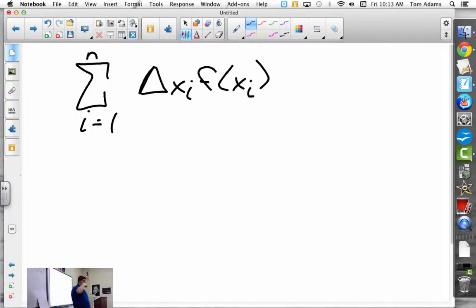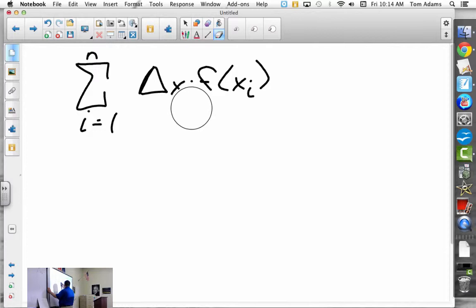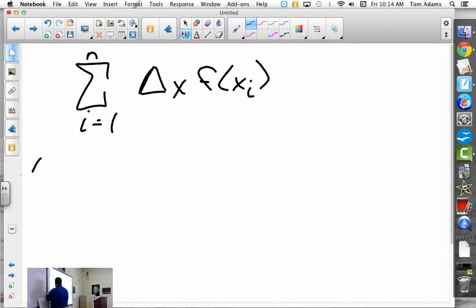Well, in this particular case, we said, oh, this is an x of i, it's just delta x. In this particular case, we said a couple of things. We said that delta x is equal to 1. Now, when I write it this way, really what I'm writing is delta x times x sub 1.